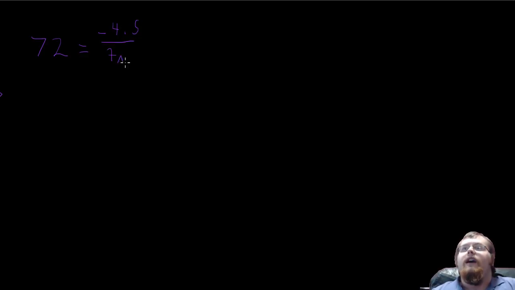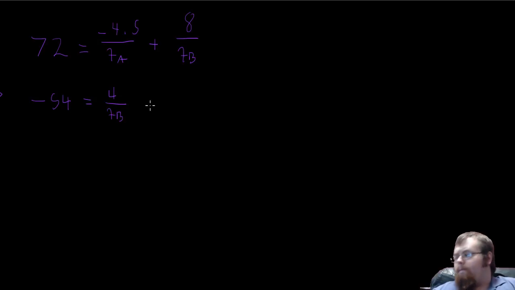We have 6 times 12, 72. That checks out. So we have 72 is going to equal a negative 4.5 over TA plus 8 over TB. Our next one, we have 6 times a negative 9, which is going to be a negative 54. And that's going to equal 4 TB minus 3 TC.